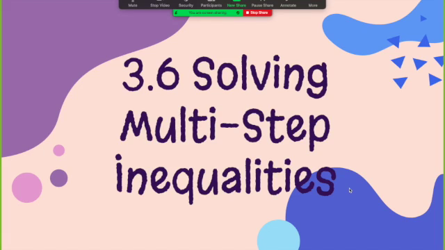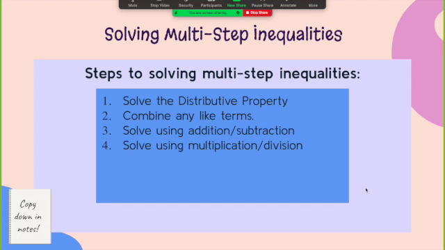Hi guys, so today we're going to be talking about Chapter 3, Section 6, Solving Multi-Step Inequalities. So to solve a multi-step inequality, we have to first start off by solving the distributive property. Once we do that, we're going to combine any like terms we see. The next step would be to solve any addition or subtraction, and the last thing would be solving using any multiplication or division.